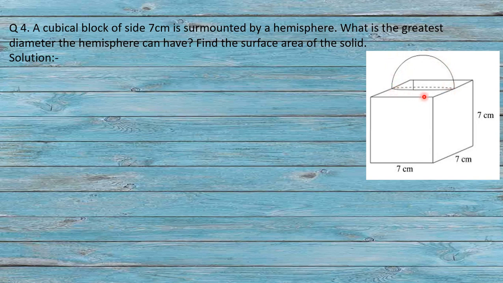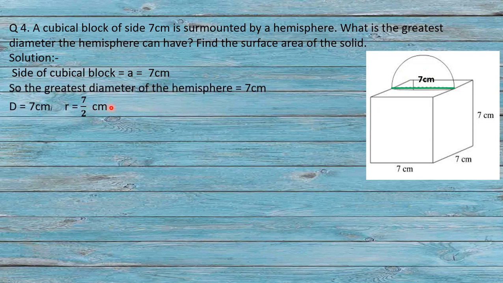So the diameter which can be considered for this hemisphere is the breadth of this cubical block, and the breadth of this cubical box is 7 centimeters. So we have the diameter of this hemispherical shape as 7 centimeters. Now the greatest diameter of this hemisphere is 7 centimeters. So diameter is 7 centimeters, so we can say the radius is 7 by 2 centimeters.